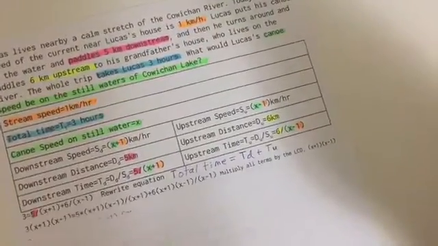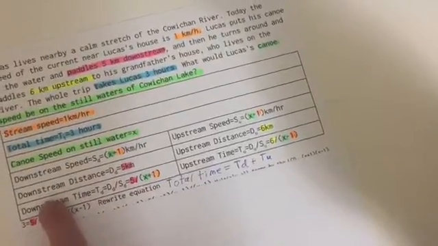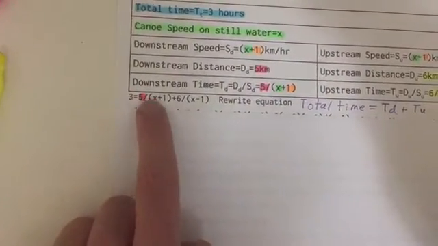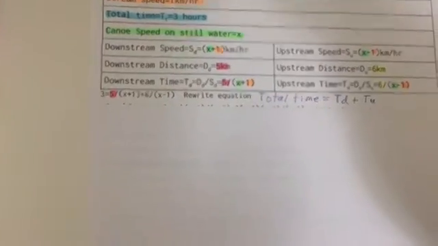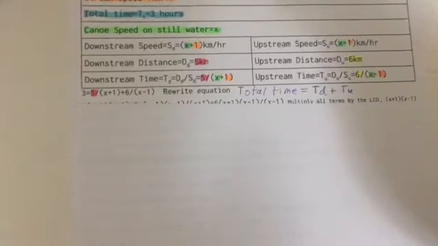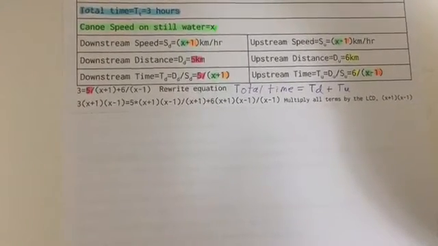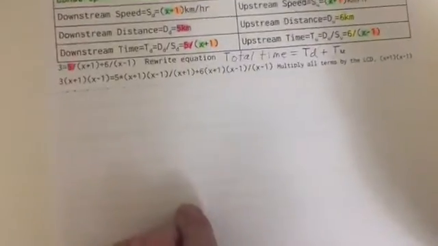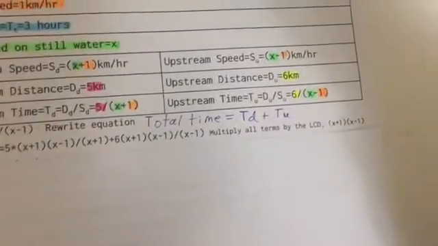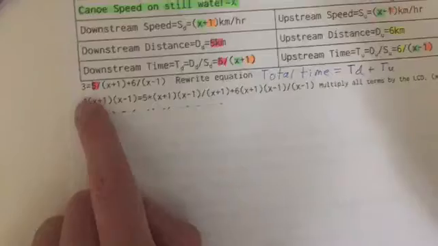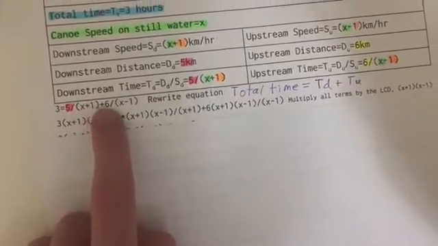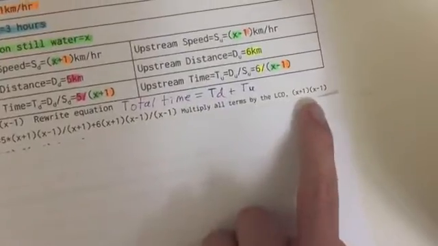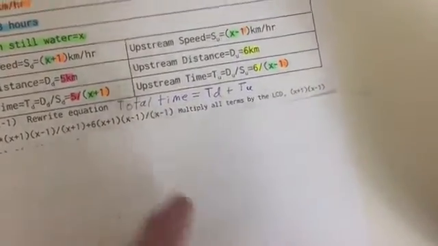This means that the new equation, which would be this and this combined, is 3 equals 5 divided by x plus 1 plus 6 divided by x minus 1. So I've rewritten the equation to remove all of the various modifiers like kilometers an hour and time. So then we find that the lowest common denominator of 5 divided by x plus 1 and 6 divided by x minus 1 will be x plus 1 and x minus 1 multiplied by each other.